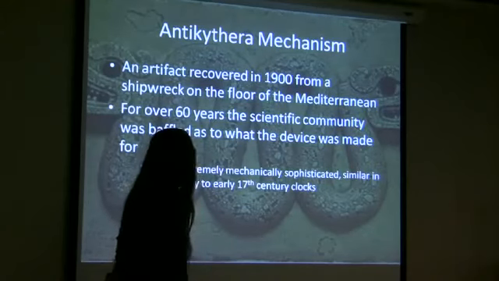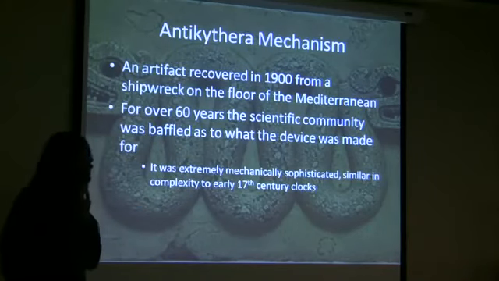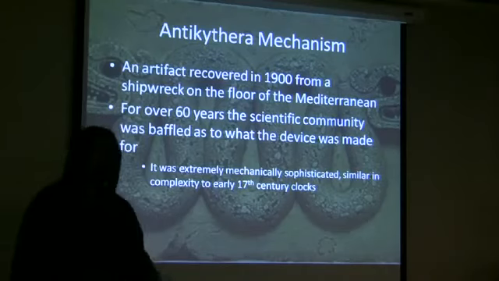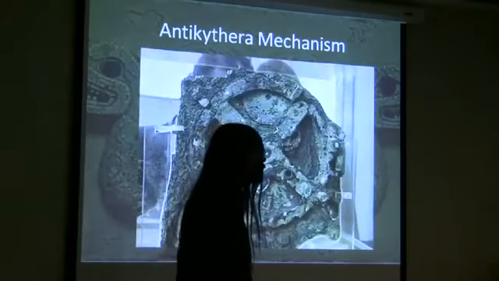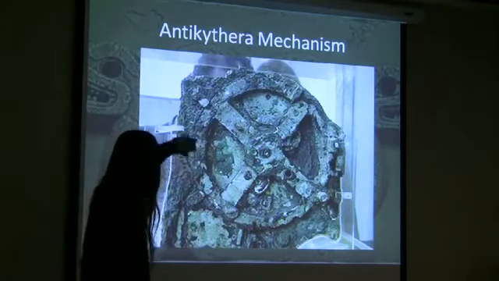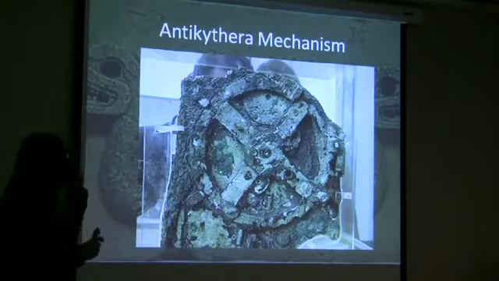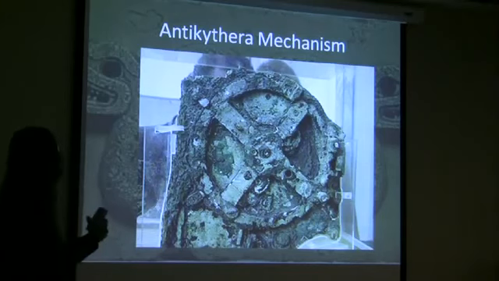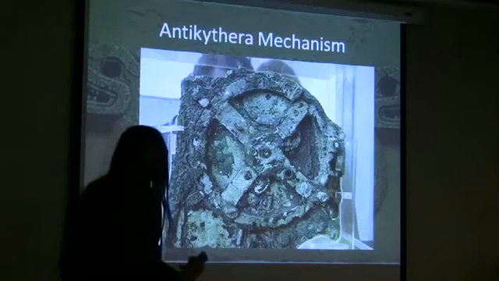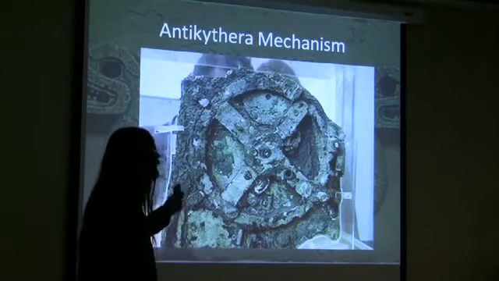The mechanism itself was extremely mechanically sophisticated, similar in complexity to our early forms of clocks. Okay, so clocks that we didn't have until a couple hundred years ago. That's a picture of it right there. You can see the front is one big main gear. It's a whole system of gears and wheels, kind of like the inside of a clock, and that's what it's compared to. It dates back to like 4,000 years old, and it's about as complex as clocks that we had a couple hundred years ago. And for over 60 years, scientists had no idea what this thing was.